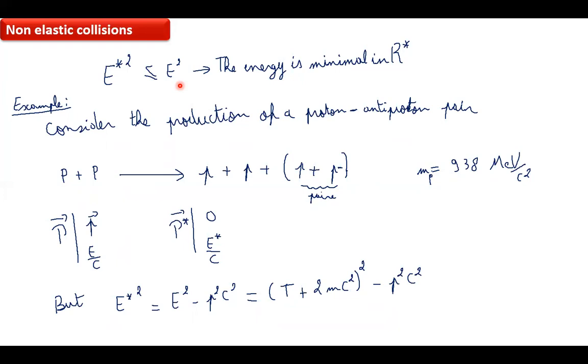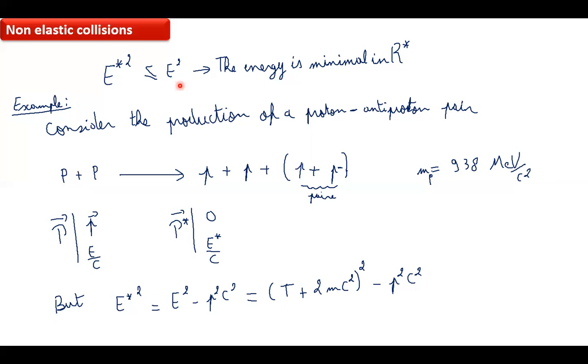It is conserved before and after collision in R star, but if you compare the energies in R star and in R, you will find that the total energy in R star is less than the total energy in R. But for the same frame, it is conserved before and after collision. So let's consider an example.